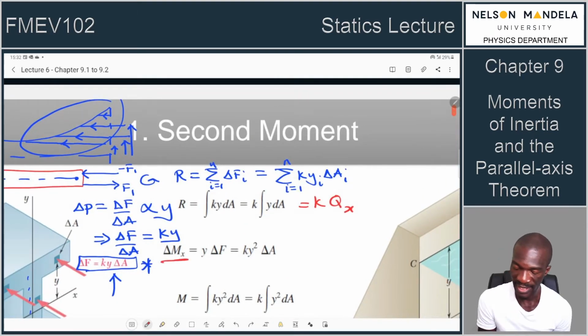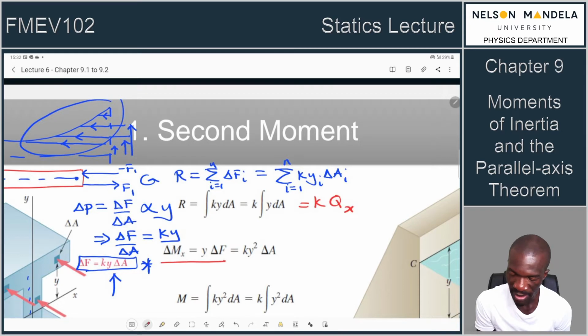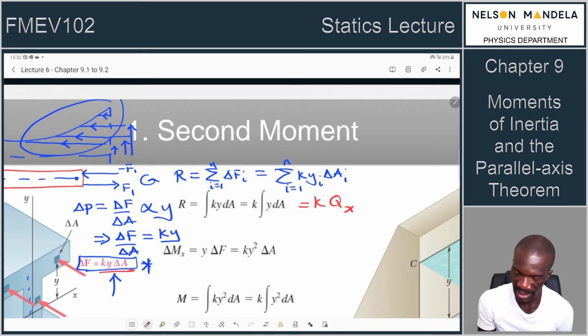Now, if we are to find the moment about the x-axis of this resultant force, let's forget that this force is dependent on y. Let's just write the equation. The equation for the moment will be what? Will be Fd, isn't it? Fd. So that will be the force multiplied by the perpendicular distance from the axis of concern, which is the x-axis. That is why we have this equation which states that delta M is equal to y times delta F. Now let's substitute for delta F. We know that delta F is Ky delta A.